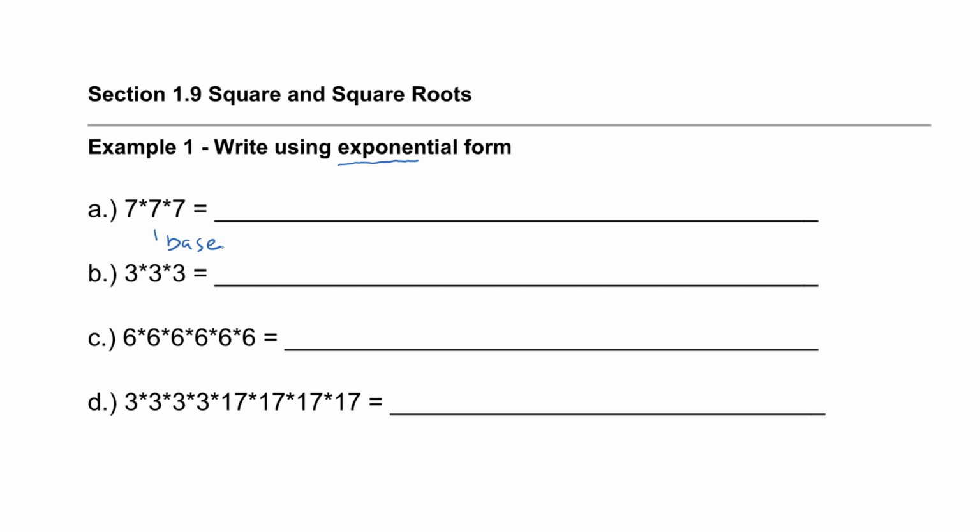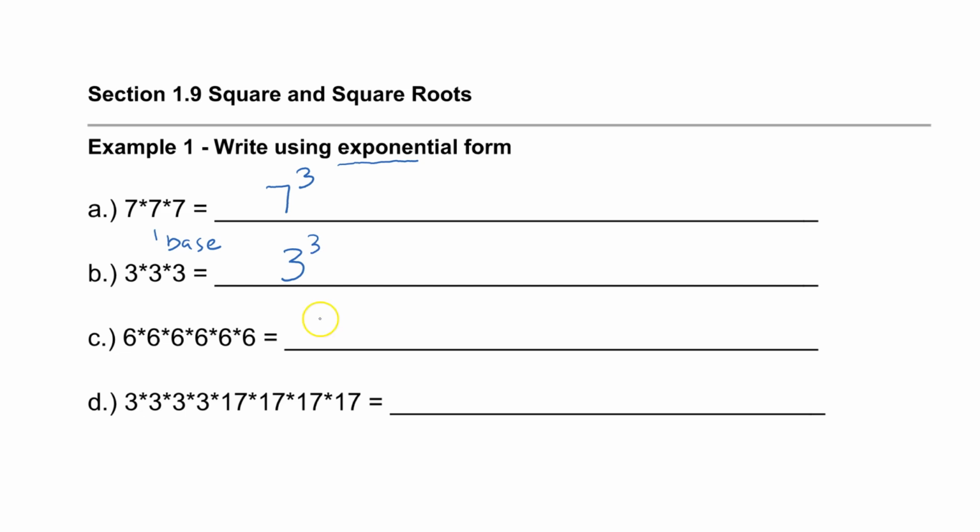So if you're going to want to express 7 times 7 times 7 in exponential form, you're going to keep the base, and then you're going to tell me how many times you're multiplying 7 by itself. So it's 1, 2, 3. So it's 7 to the third power. So 7 is the base, and 3 is the exponent. For B, 3 is the base, and 3 is the exponent.